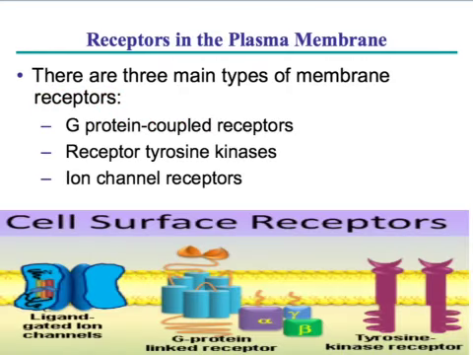All right, so let's look at these receptors in a little bit more depth. There are three main types of membrane receptors. They are G protein coupled receptors, receptor tyrosine kinases, and ion channel receptors. We're going to specifically talk about G protein receptors and ion channel receptors.